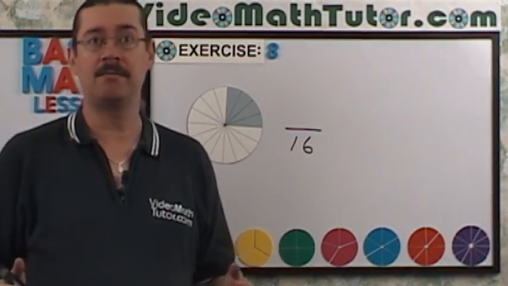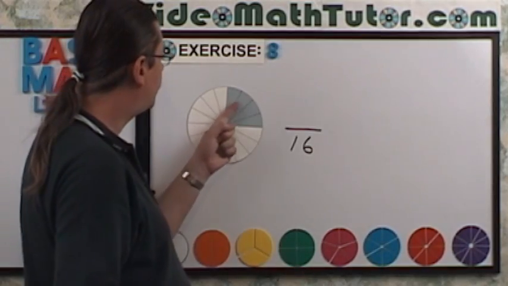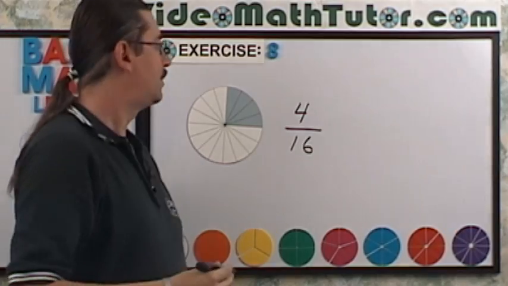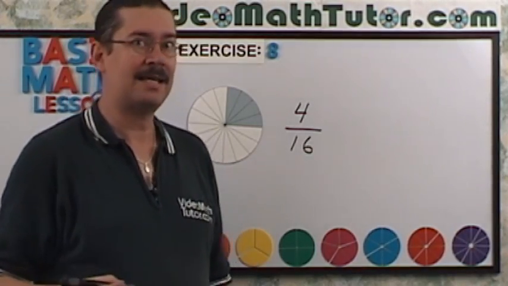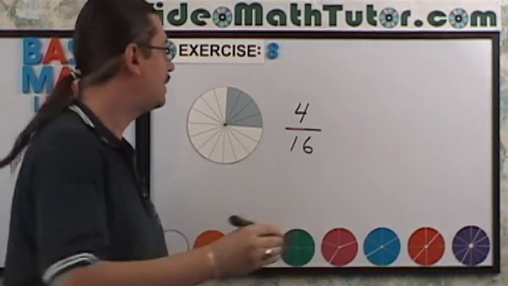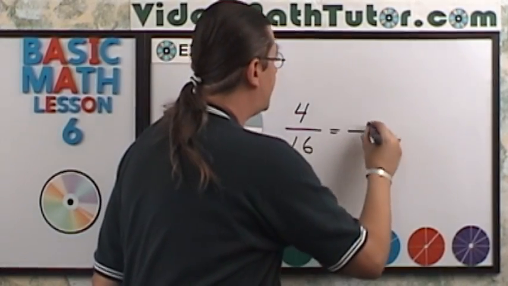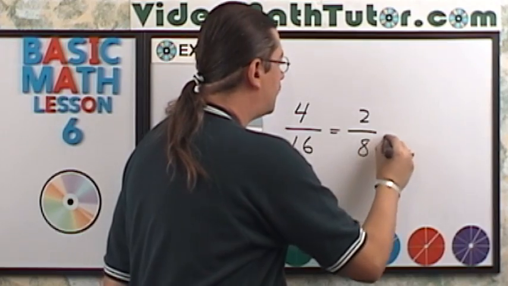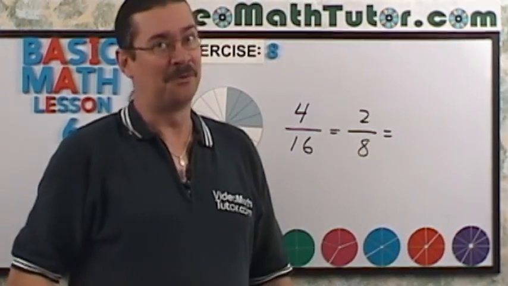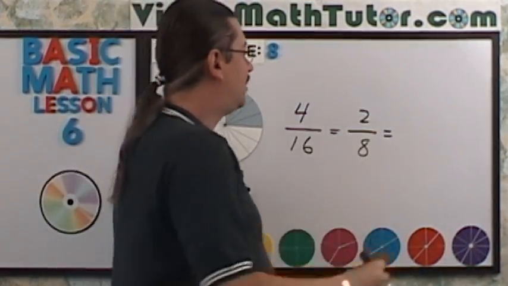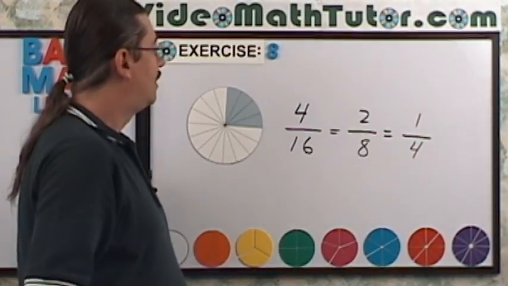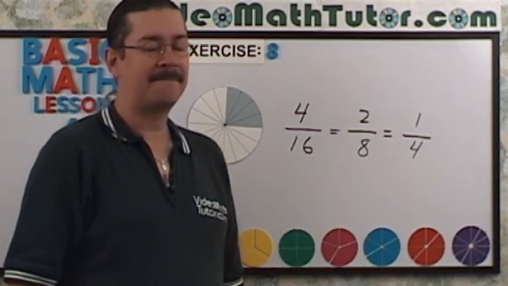Now, how many of them are shaded? So I have 1, 2, 3, 4. So 4. So that's an answer. But is that the only fraction? No, we can reduce this. So this is the same thing as divide by 2. I can get 2/8. And hey, why stop there? Divide by 2 again. I get 1/4. So there's my answer.